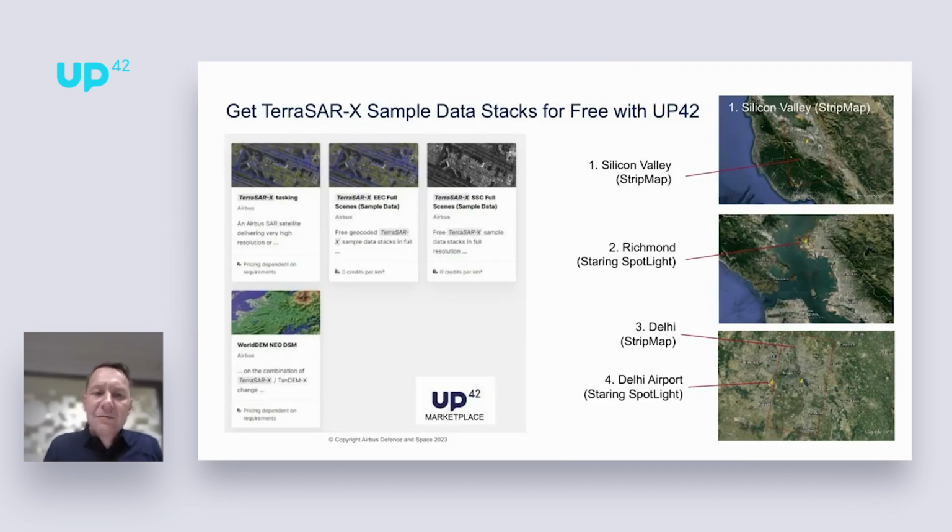If you think that is interesting for your application or purpose, I have a good piece of information for you. You get some free sample data, full data stacks capable of running an interferometric study, on UP42. You can download it for free. We have 4 data sets, which you see on the right: Silicon Valley, another close to San Francisco, and 2 data sets in Delhi, in India. We have the 3-meter mode and the sub-meter mode, the spotlight mode, and a stereo spotlight mode with 25 centimeter by 1 meter resolution. So very interesting.